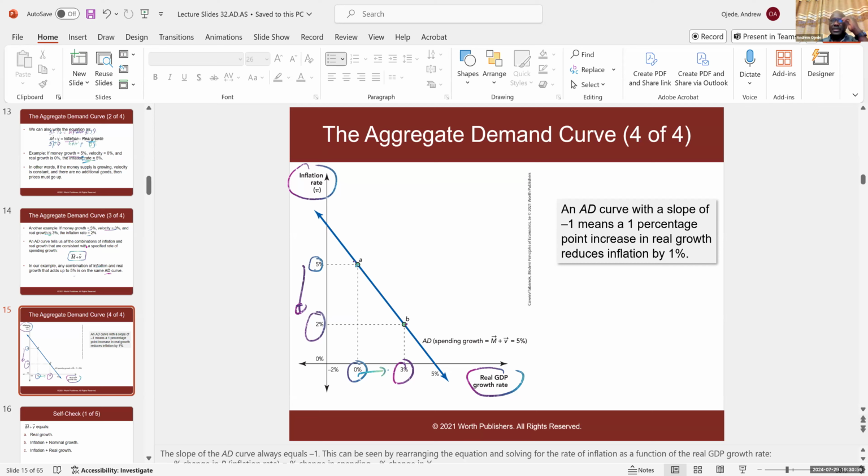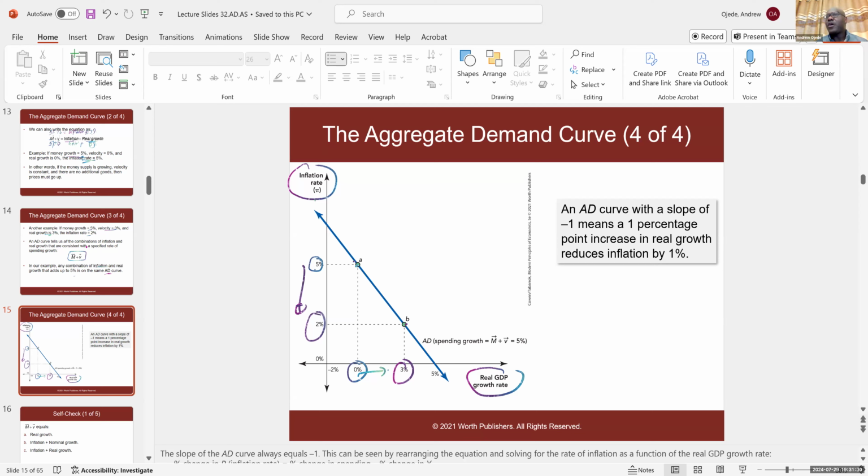And the slope of this aggregate demand curve right now could be, what, negative 1, because the slope is negative. That means a 1 percentage point increase in real growth reduces inflation by 1%. That's right. So I just want to put in your mind that there's always a negative relationship between inflation and real GDP. When the economy is growing, that means we're producing more output, more GDP, more supply of goods and services.